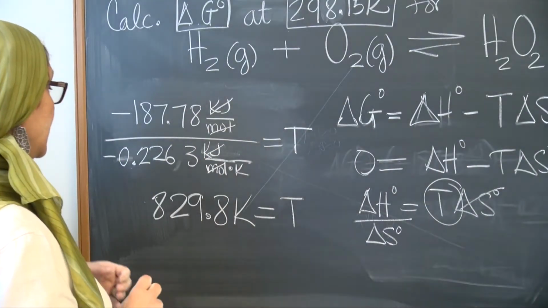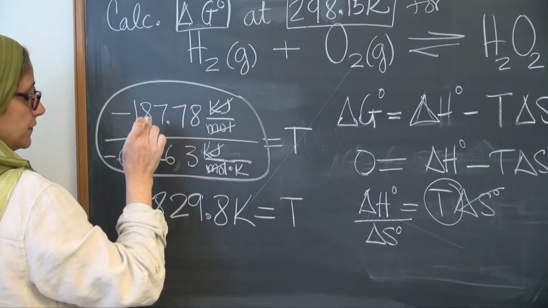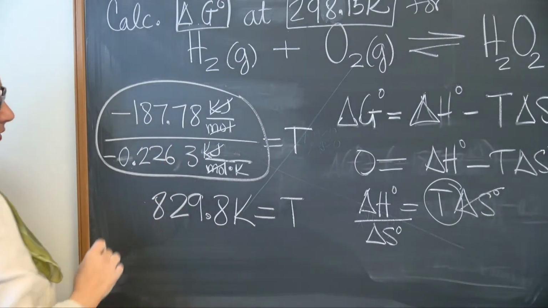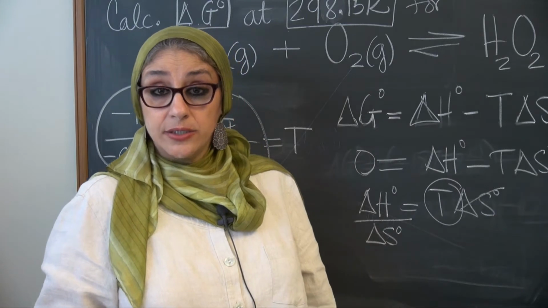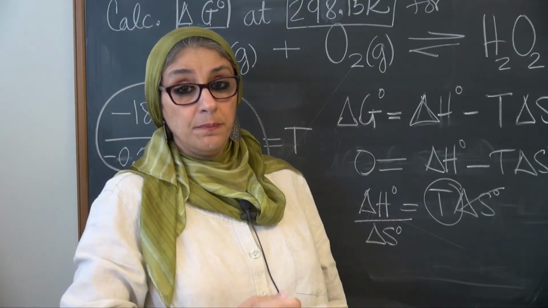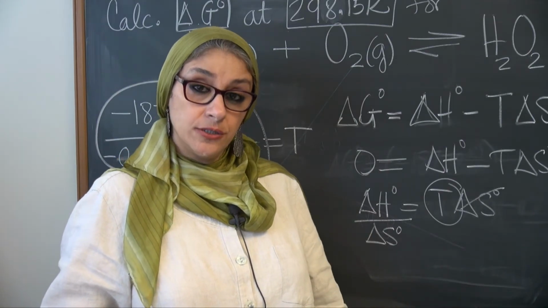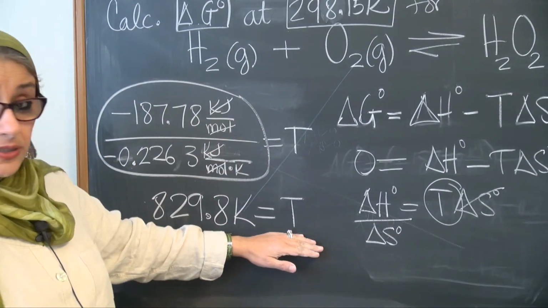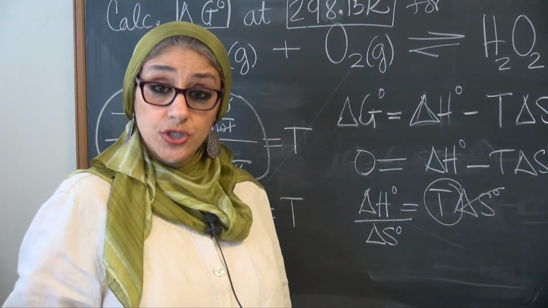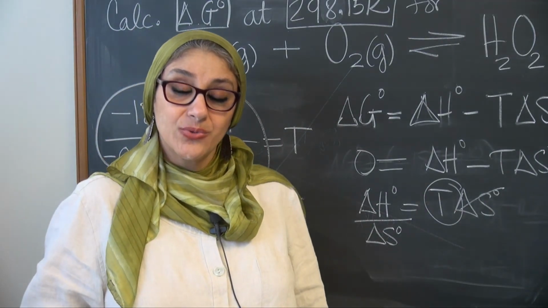The reason I asked that is because both values of delta H and delta S were the same sign. They're not different signs. So there's going to be a temperature impact on the spontaneity when both delta H and delta S are the same sign. And so we calculated that the sign of delta G will change at this temperature. And that, my dear students, wraps up our lesson.